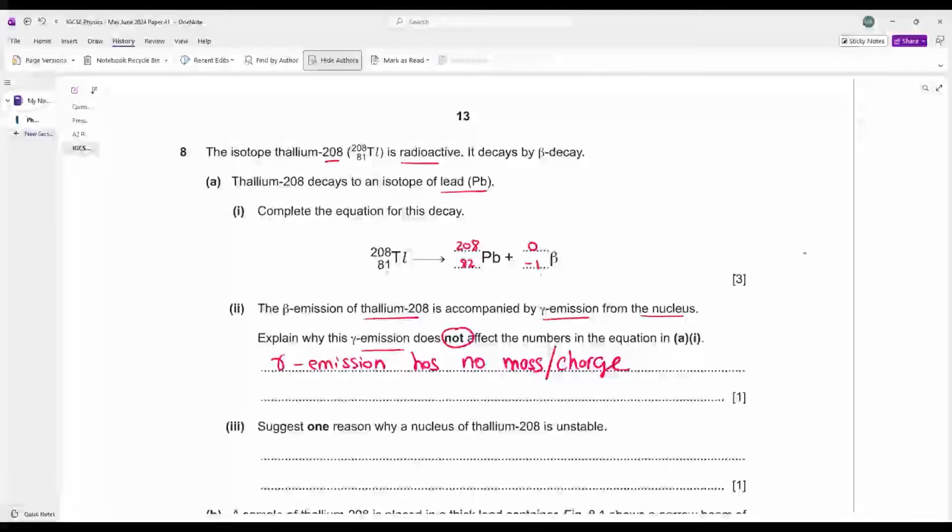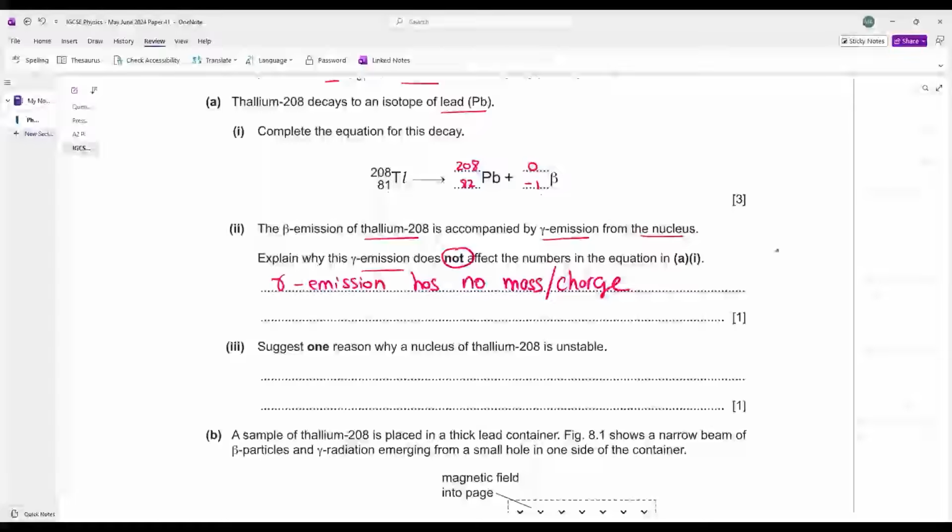Suggest one reason why the nucleus of thallium-208 is unstable. Why is the thallium nucleus unstable? Because, can you realize, thallium has many neutrons. Let's analyze the nucleus of thallium.